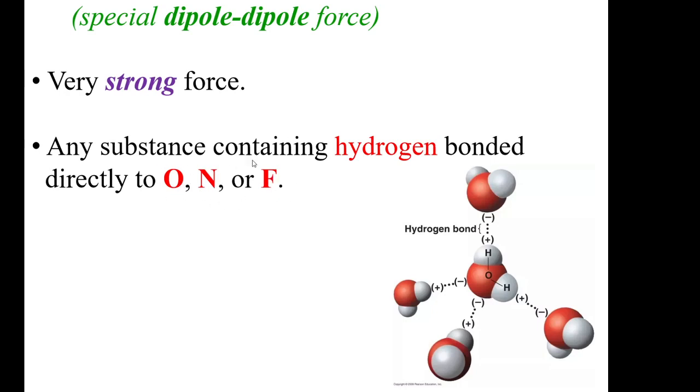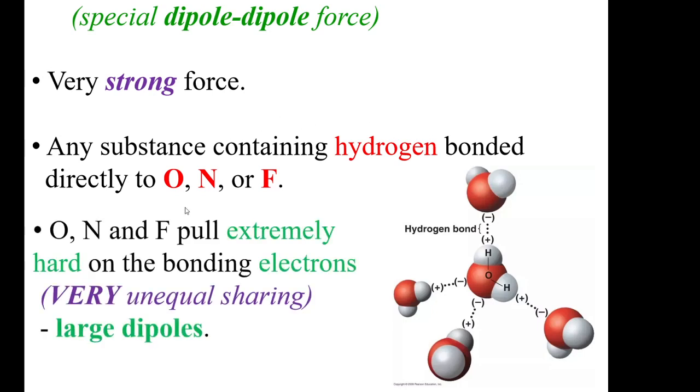And if you remember anything about electronegativity, and you can look on your periodic table, these have some of the highest levels of electronegativity on the periodic table. Fluorine is the highest. Oxygen's very, very high, as is nitrogen. Because they have so much pull and hydrogen is such a little weakling, it creates very, very strong dipoles, basically. Those oxygen, nitrogen, fluorine atoms pull extremely hard on the bonding electrons, which creates very unequal sharing and large dipoles.